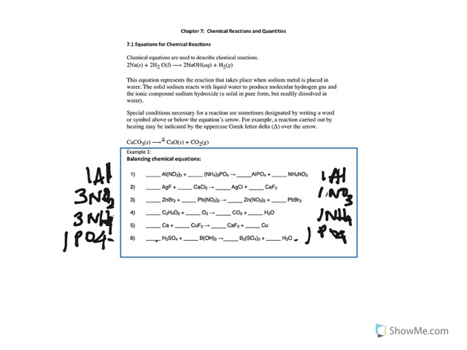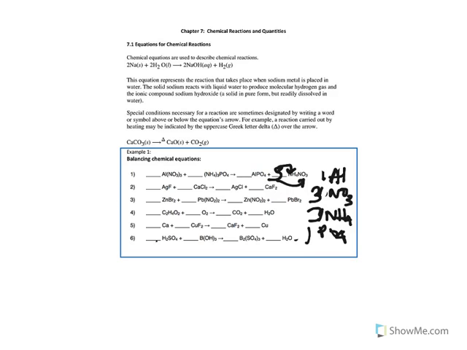Well, obviously, if we have more on the left than we have on the right, we need to increase the amounts on the right. We have 3 NO3 on the left, 1 on the right. Let's put a 3 here. We now have 3 NO3s and 3 NH4s. So we now have 1 aluminum on the left, 1 aluminum on the right, 3 nitrates on the left, 3 nitrates on the right, 3 ammoniums on the left, 3 on the right, 1 PO4 on the left, 1 PO4 on the right. This equation is balanced. Let's take a look at the next example.